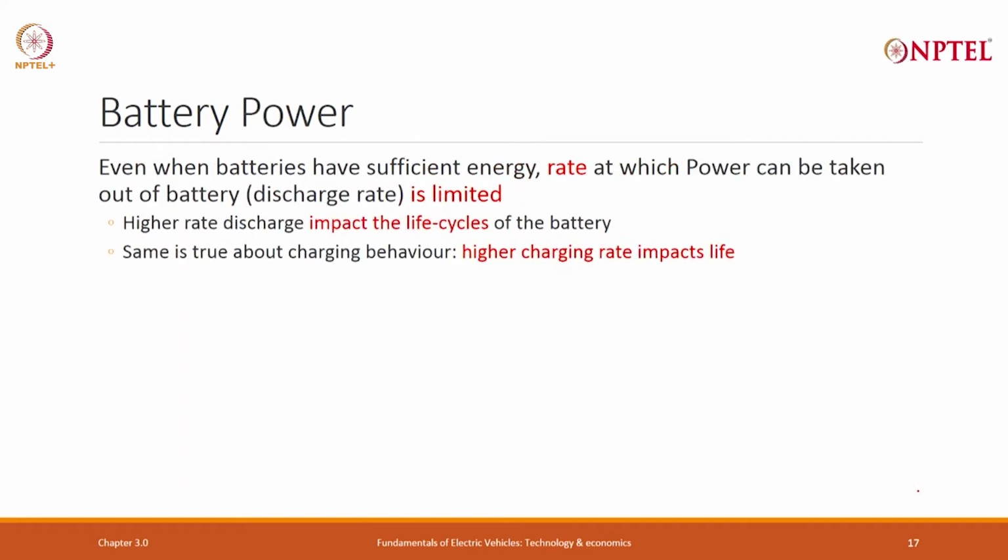What about battery power? As I mentioned, when batteries have sufficient energy, let us say energy is not a problem, the rate at which power can be put into the battery or taken out of the battery, both in and out of the battery, is limited. It is limited by what is called C rate. The term used is C rate. I am repeatedly pointing out, we will get into details of it.